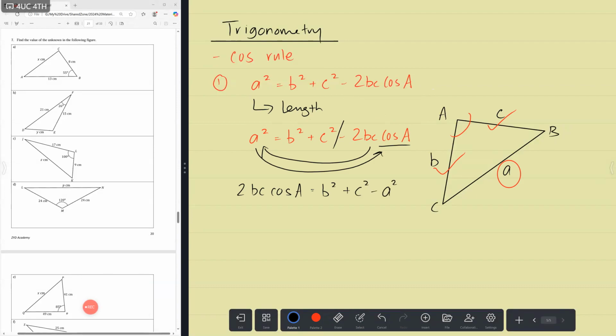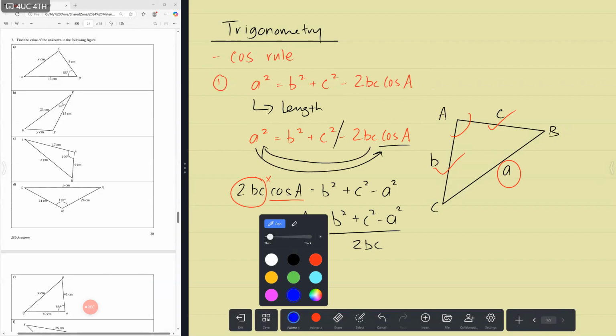So that's the first part. Just exchange those two components on the other side of the equal sign. And now what we have is, I want cosine A, that means I do not want my 2BC. And because the relationship between 2BC and cosine A is a multiplication, I'm just going to divide everything on the right hand side by 2BC. Therefore, cosine A equals to B squared plus C squared minus A squared divided by 2BC.